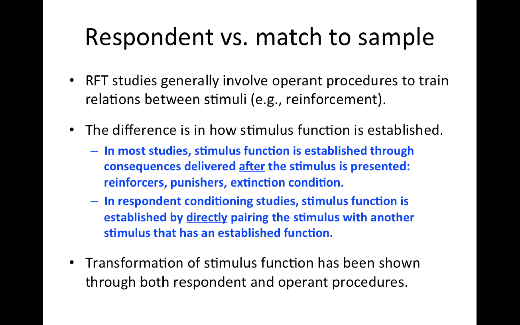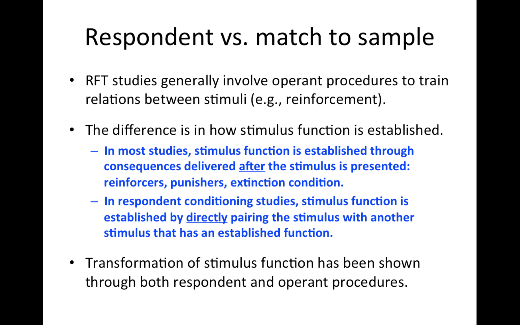A respondent conditioning procedure involves a direct pairing of a stimulus with an established stimulus function with a neutral stimulus. For example, an unconditioned stimulus could be the striking of a participant's knee, which elicits a knee-jerk reflex. Each time we strike the participant's knee, we also play a tone. Eventually, the tone by itself comes to function as a conditioned stimulus that elicits the knee-jerk response. Then relations are trained, so for example, that the tone equals B and B equals C. Then when we present C alone, we can see if it elicits that same knee-jerk response.